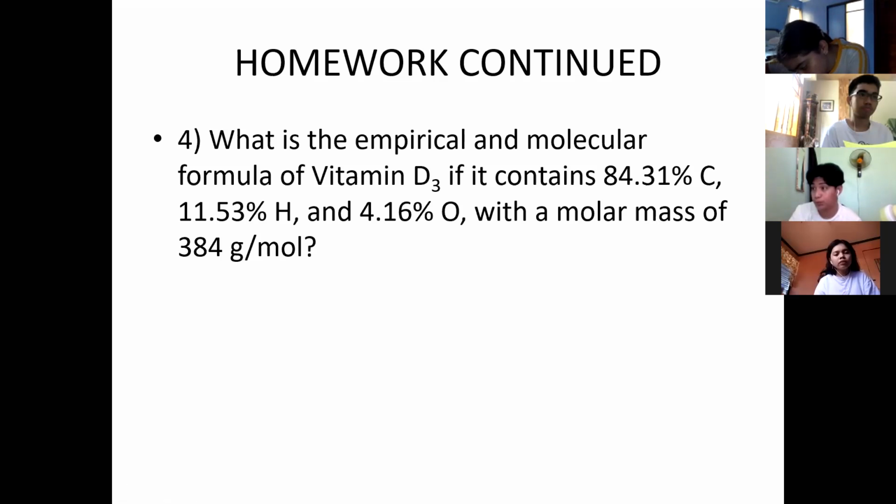Both answers must be written in the chat box with the empirical and the molecular formula. Let's say the first 5 to give me the correct answer will receive additional points, if they're correct, of course, for the ST of this lesson. Go.